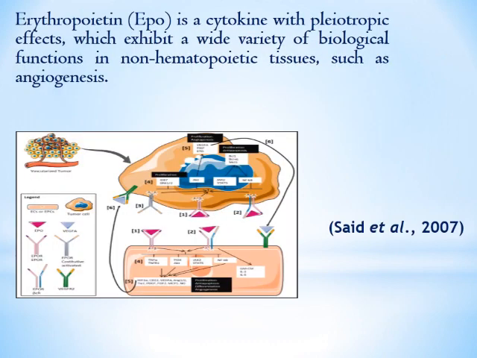EPO, the abbreviation for erythropoietin, is a cytokine with pleiotropic effects which exhibits a wide variety of biologic functions in non-hematopoietic tissue, such as angiogenesis. To determine whether EPO was stimulating angiogenesis in the glioma, they treated the glioma model with an anti-EPO antibody. They observed that angiogenesis was inhibited, suggesting that EPO may play a role in glioma angiogenesis.